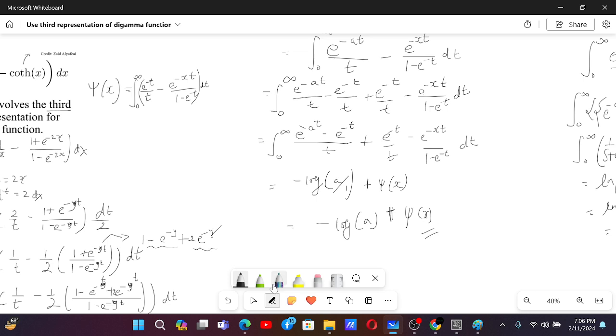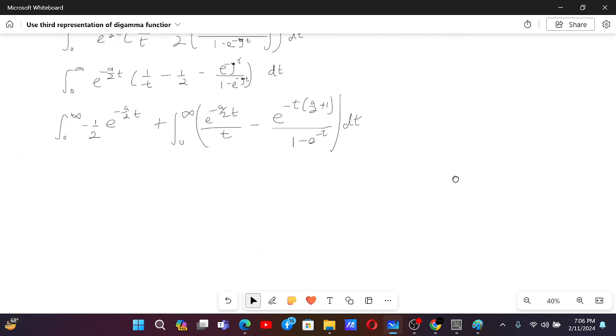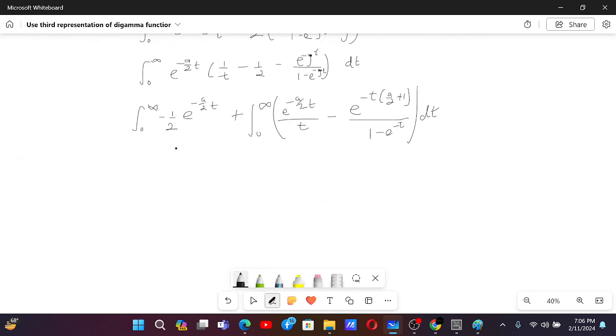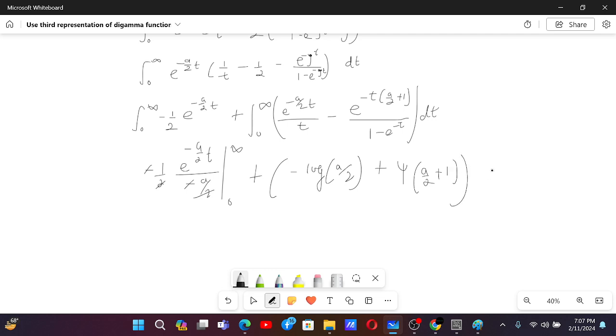And now let's solve this integral. So for this, can you guess what the answer will be? Now for the first one, it's easy because that's just e to the power minus a by 2 t by minus a by 2 from 0 to infinity. Minus sign cancels out, 2 cancels out. And for this one, we just discussed, I forgot, wait a second, minus log a by 2 plus digamma of a by 2 plus 1, and then plus c.